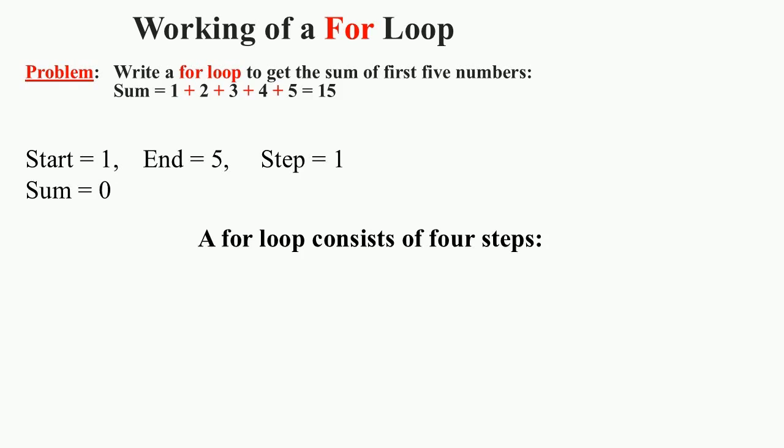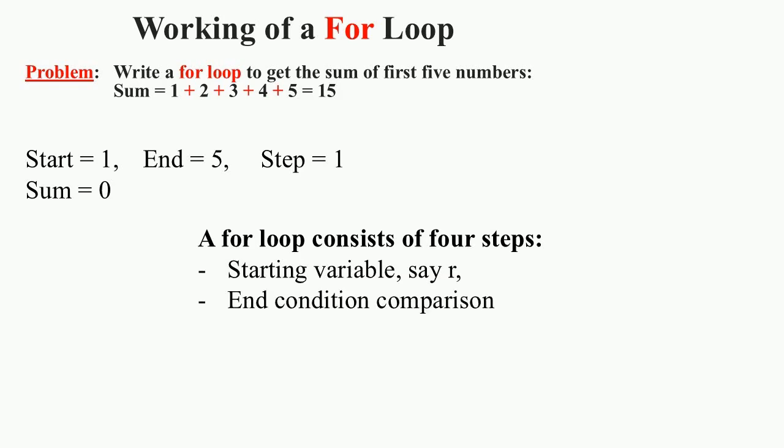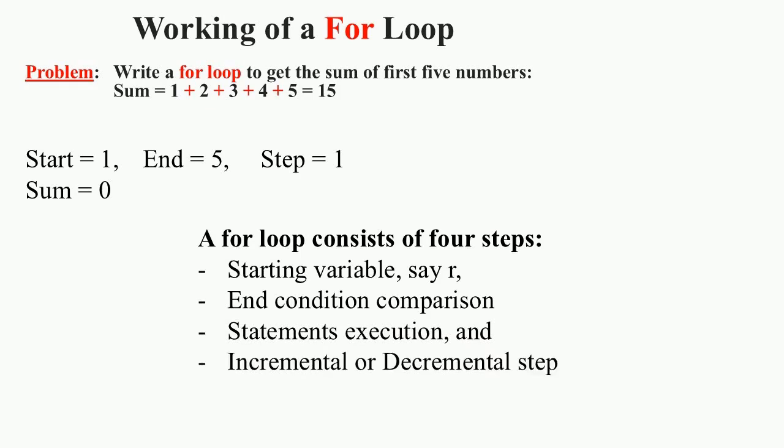Before diving into the for loop mechanism, first understand the 4 major steps in a for loop. Number 1, take the starting condition in a variable, say r over here. Then, end condition comparison. If the end condition is true, then the for loop will keep on executing. Otherwise, the for loop will come to an end. If the end condition is true, then the statements within the for loop body will repeat themselves. And finally, the incremental or decremental step to proceed further.